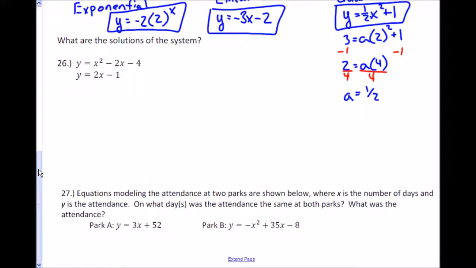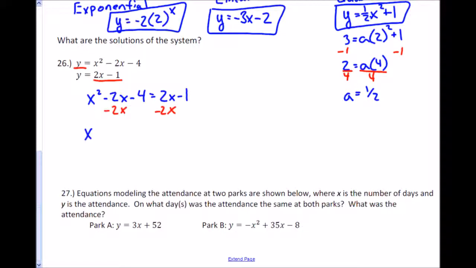If I take a look at the next one, it asks me to solve this system. And really, since I'm going to solve this system, the best way to do it is by substitution. I've got my y values. It's telling me that y equals this, and I can plug that in for y right here. So I'm going to end up with x squared minus 2x minus 4 equals the 2x minus 1. So these two things are equal to one another. I'm going to solve this for x. I'm going to subtract the 2x from each side.